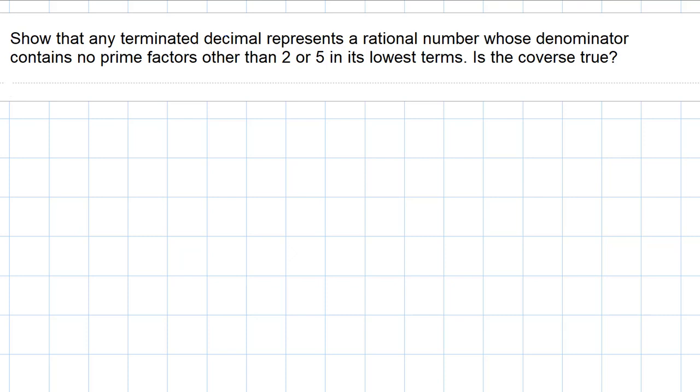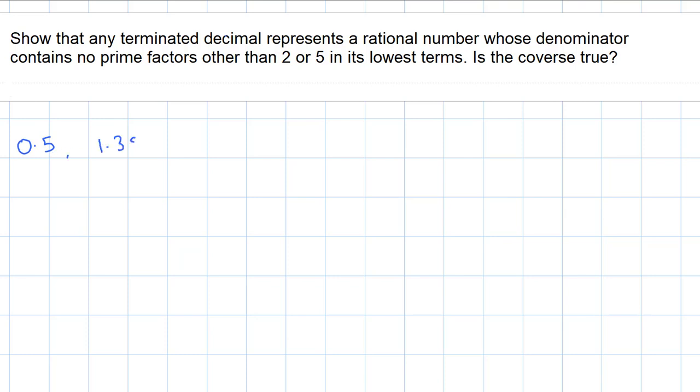We have also asked if the converse is true. That is, can a fraction with only 2 and 5 as prime factors be written as a terminated decimal? Please pause the video and try to solve it on your own. Now, the solution.